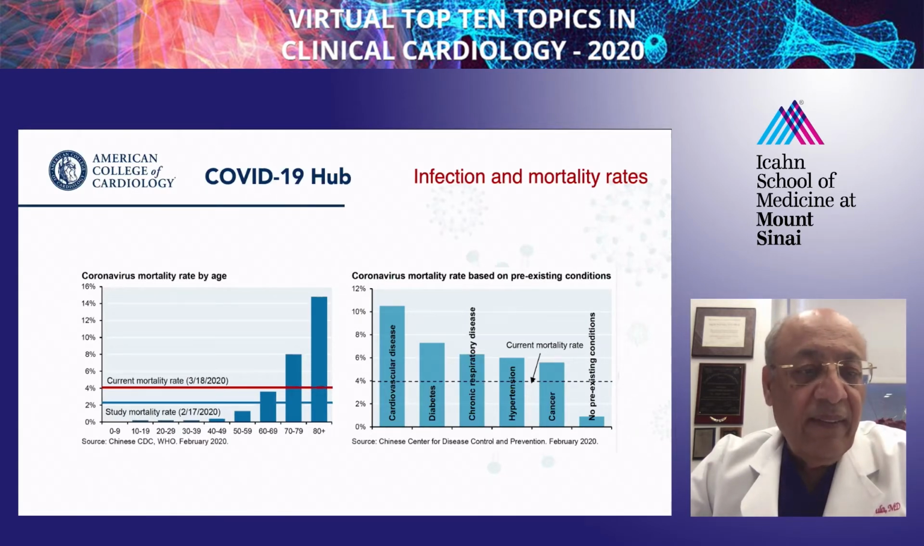by the Chinese CDC that the patients who were older had higher mortality. As you can see, with increasing age, there was an increase in the proportion of people who died. And similarly, the people who had cardiovascular disease or the risk factors for cardiovascular disease also had a higher mortality as compared to the average mortality seen in various centers in China.